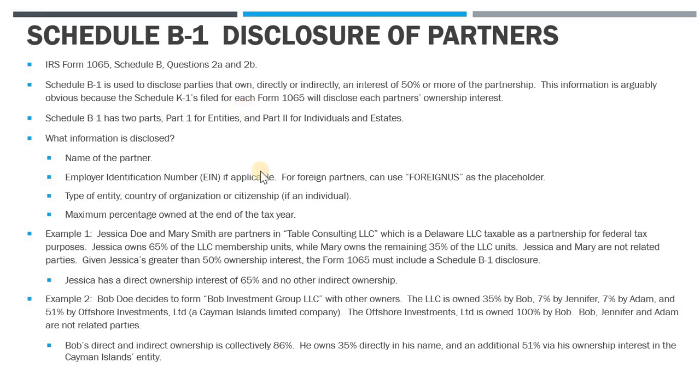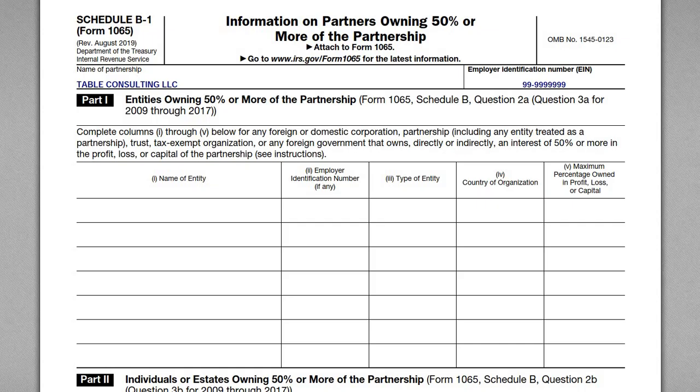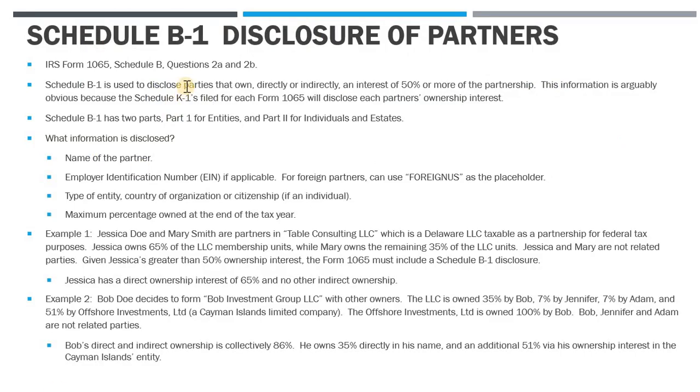I've got a slide here with some examples, and then we've got the actual Schedule B-1 that we'll run through for the example as well. So back to the slide. How does this issue arise? Well, if you look at the 1065 and Schedule B, there's a variety of questions in there. Questions 2A and 2B ask about this issue, right? So if you have any parties that own directly or indirectly 50% or more of the partnership, you have to answer yes and then complete the B1, okay?